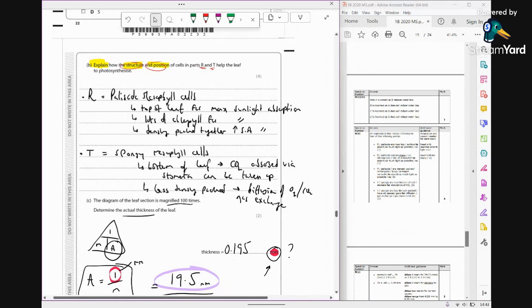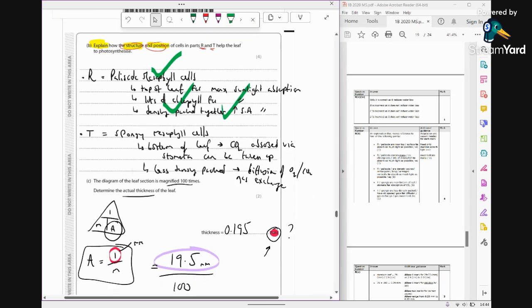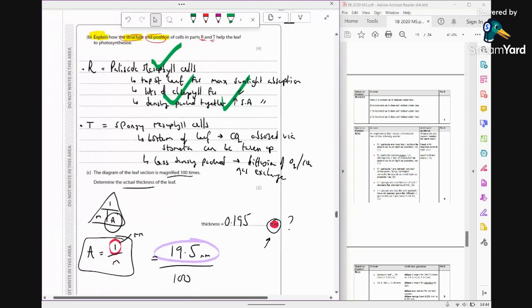Palisade mesophyll cells near the top. Yes. To absorb as much light as possible. Yeah. So many chloroplasts, or lots of chloroplasts. Oh, I said chlorophyll. Oh, yeah, lots of chlorophyll to absorb as much light. Yes. They're densely packed together. Yes. Spongy mesophyll cells near the bottom for absorbing carbon dioxide. Yes. Less densely packed for diffusion. Yes. Good. Right. Easy 4 marks.